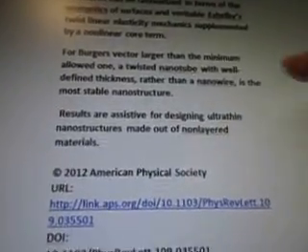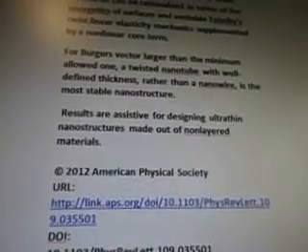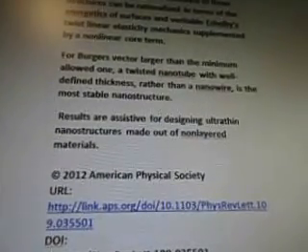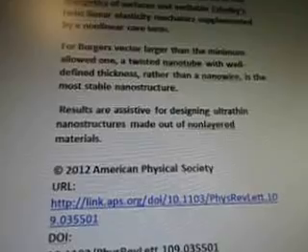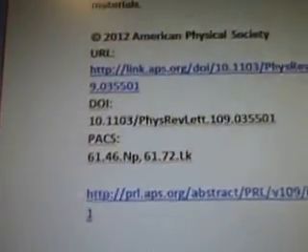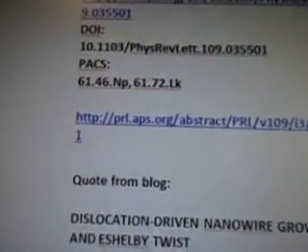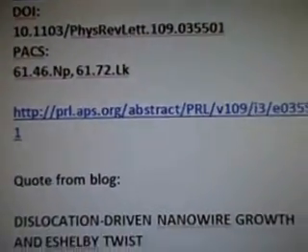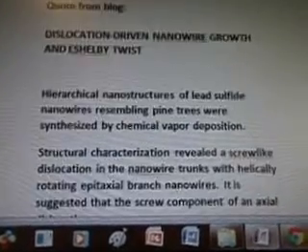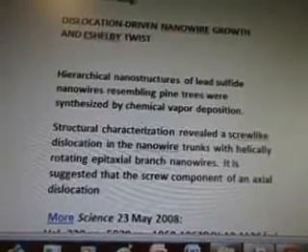So you want to use their test results to create the nanotube lattices that are going to be used with the UFO engine, okay? So link.aps.org, and that's the link to their site there. And it's prl.aps.org. Okay. Quote from blog: dislocation-driven nanowire growth and Eshelby twist. I don't know if I'm saying it wrong. I probably am. Sorry.